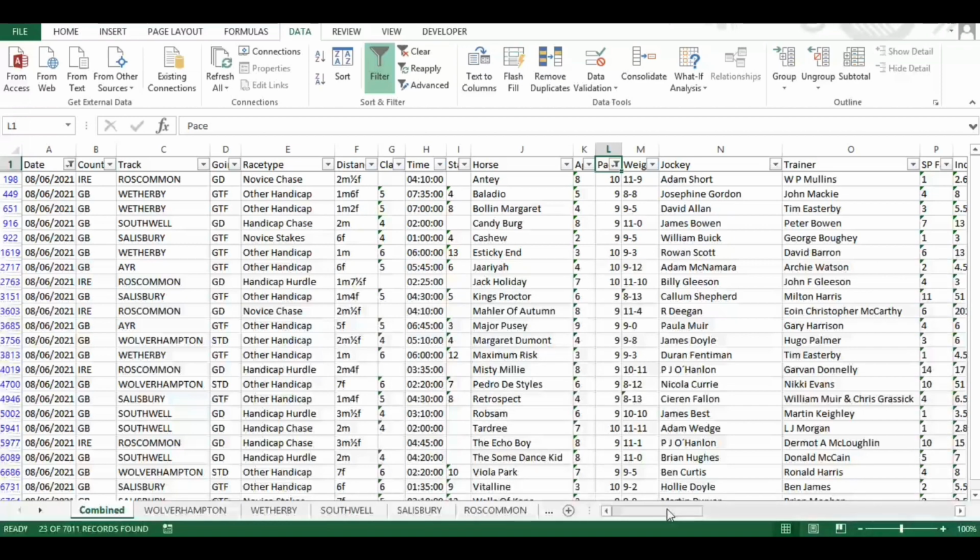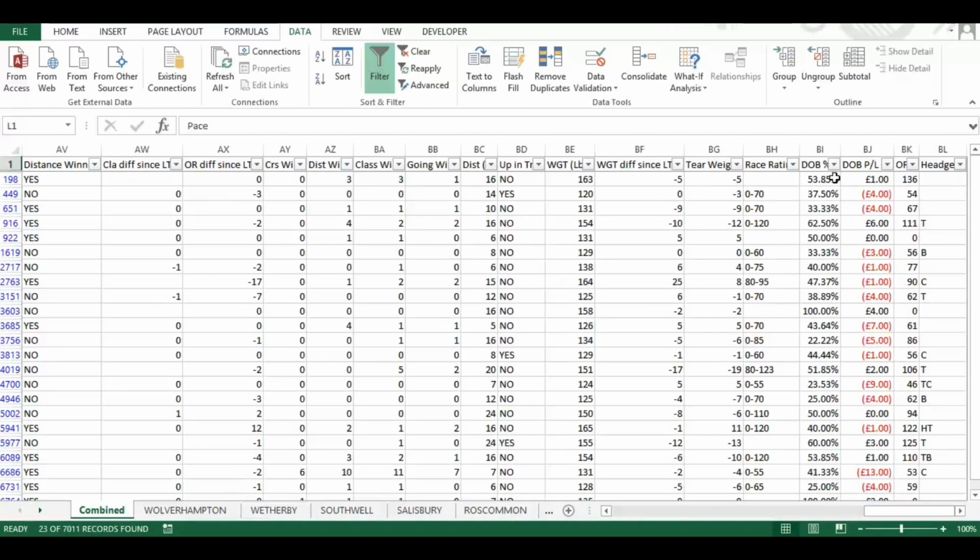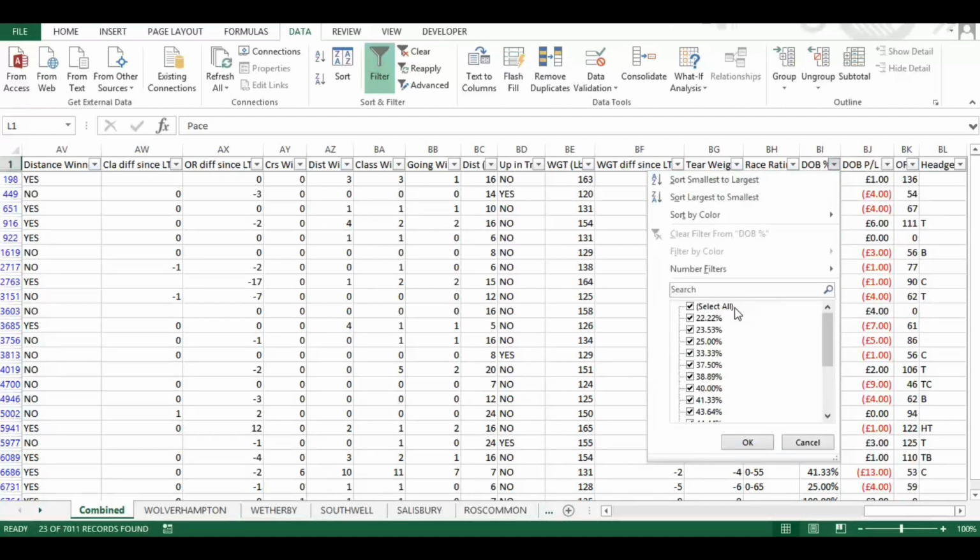You don't have to use pace, but it's obviously a good indicator, because you think the horse is going to get off to a good start, and if it holds that lead, then potentially the odds will start dropping very quickly and reach that halfway house that we're looking for. So selected pace, and then we're going to go to the DOB percentage column.